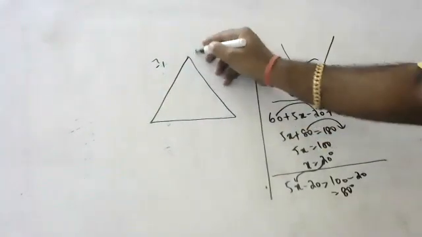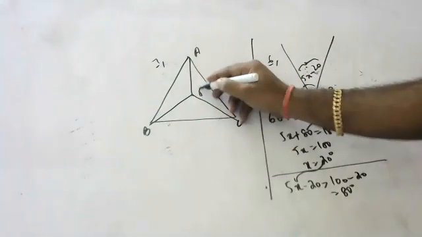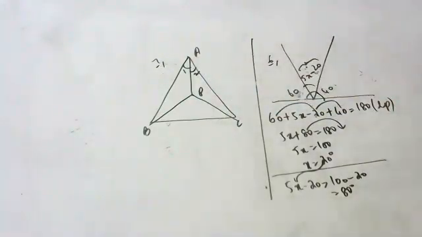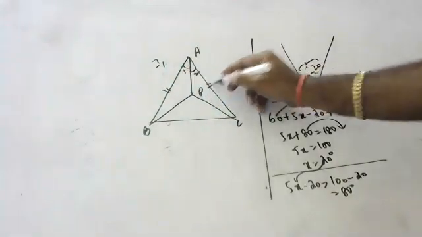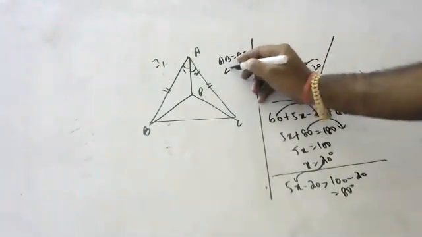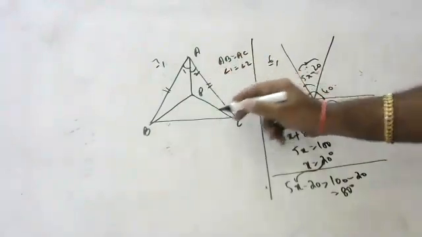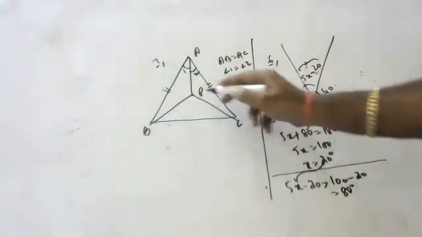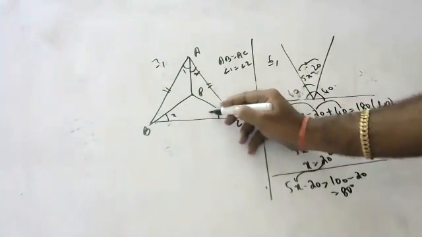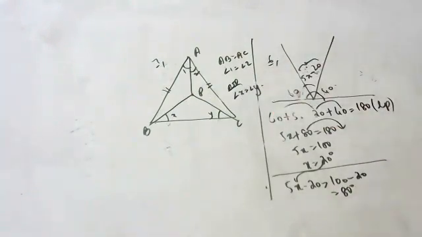In the given figure, this is A, this is B, this is C, and this is P. Angle 1 and angle 2. What is the question? In the given figure, AB is equal to AC, he said. He only said that AB is equal to AC, and angle 1 is equal to angle 2. The question is, prove that angle PBC is equal to angle PCB. This angle is equal to this angle, we have to prove. Required to prove is that angle X is equal to angle Y. Can you do it now?